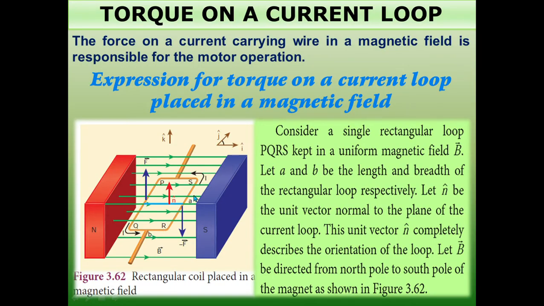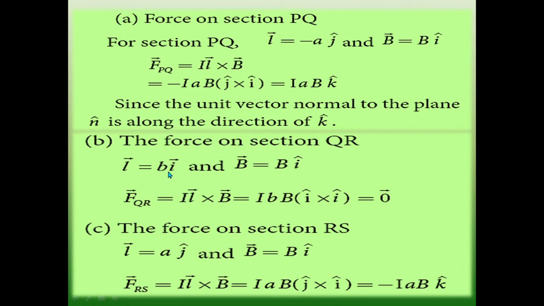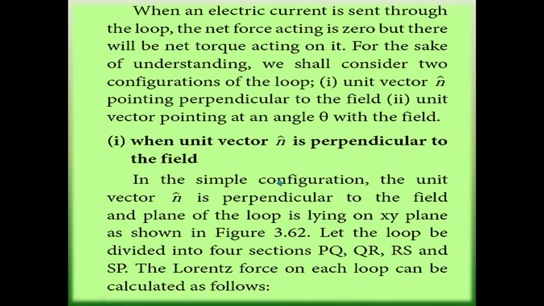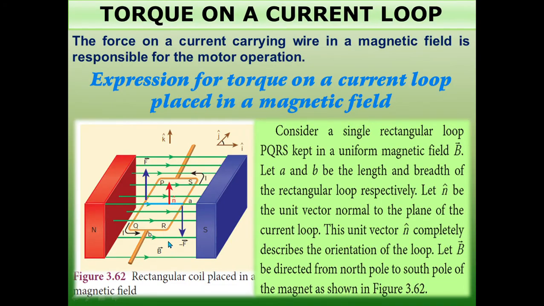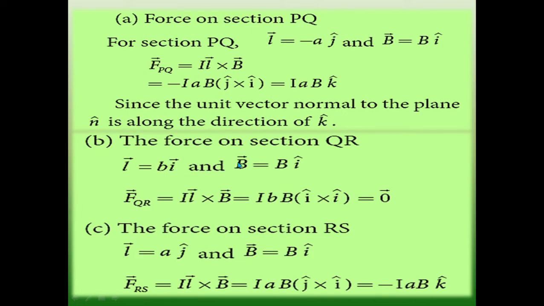So we can write L vector is equal to b I cap, and B vector, as you already know, is along the I cap direction. The magnetic field is also acting in the I cap direction, and the current, that means the force from Q to R, is also in the I cap direction. So B vector is equal to B into I cap. Now, the force acting along the QR direction: what is the formula from the Lorentz force? I L vector cross B vector.